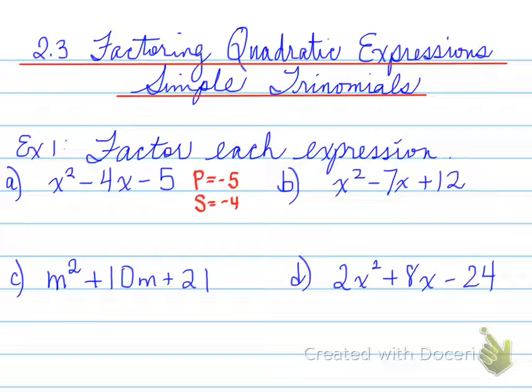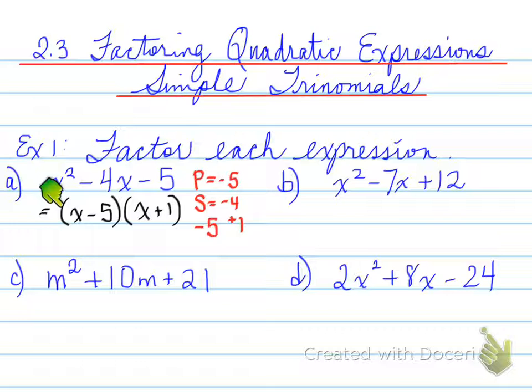Well, hopefully you're thinking, there's only one way I can get -5 as a multiple, and that is if I do -5 times +1. -5 times +1 will give us -5, and -5 plus +1 will give us -4. Well, we're going to use these numbers to get our brackets, because essentially what factoring is, is unexpanding. You're reverse foiling to get back to the original, what the question was in brackets. So you'll have x minus 5 and x plus 1.